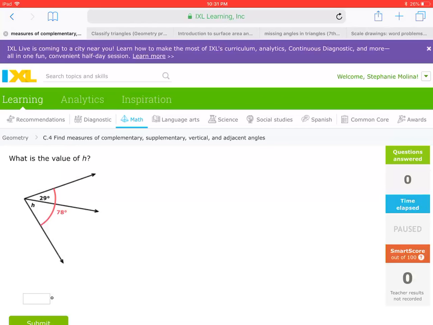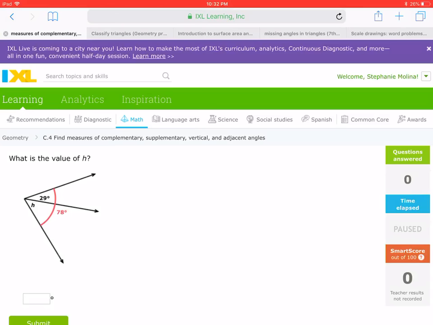Today we'll be watching a video on Geometry IXL C.4 exercise. The way you know you're at the right spot is if you read the same title as me. Please make sure that when you're answering these questions, you're paying very close attention to what it's asking. Don't assume that the picture that you see right now is complementary angles because it looks like a right angle. Really read the question.